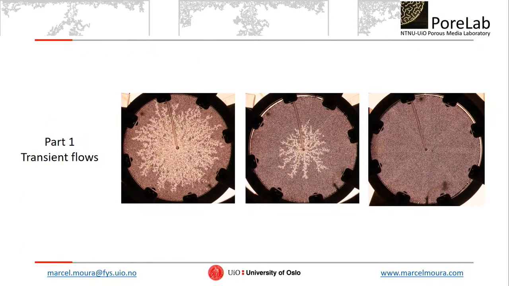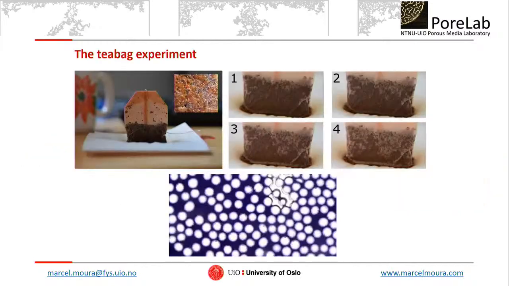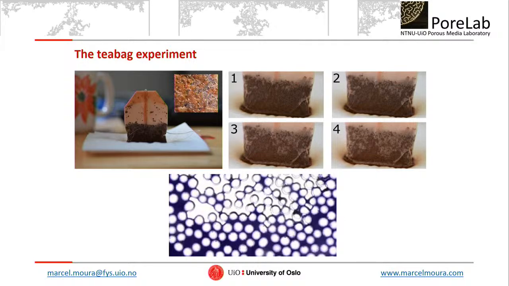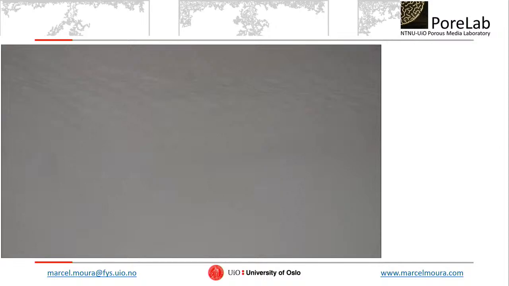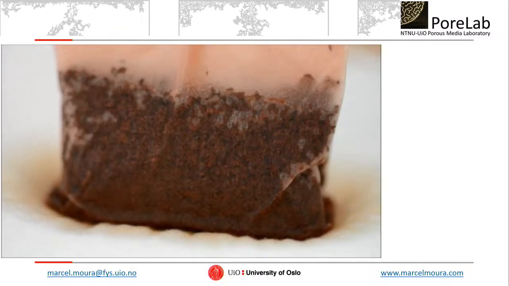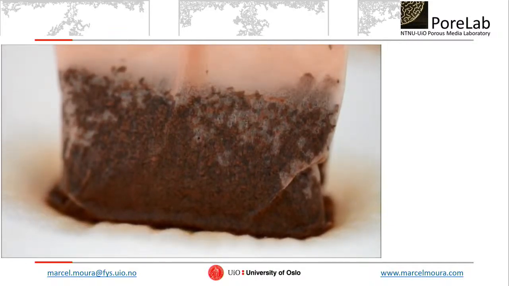Okay, so let's go to the first part about transient flows. And the easiest transient flow, the easiest drainage experiment that we have, we can make it here. If you take a little tea bag outside and put it on top of a napkin, what you see is a drainage experiment where air enters from the sides in a big succession of bursts. These bursts are what we call Haines jumps in porous media, and it's a very characteristic thing of a drainage.